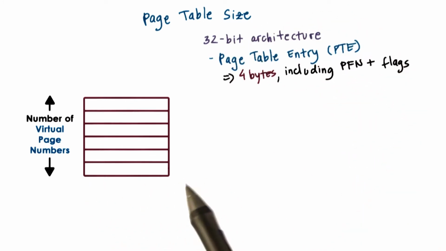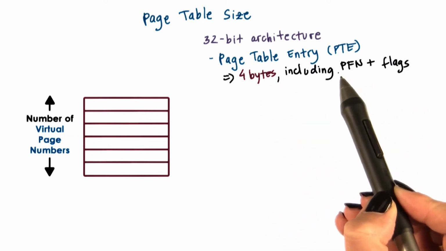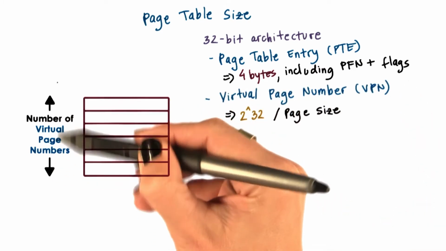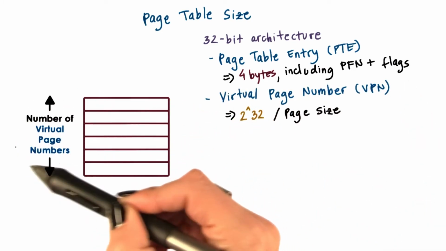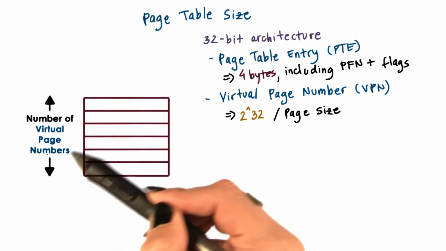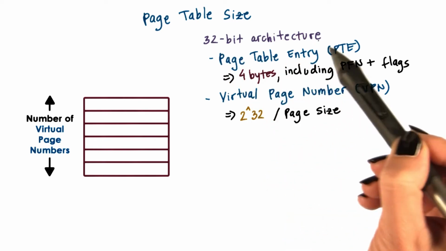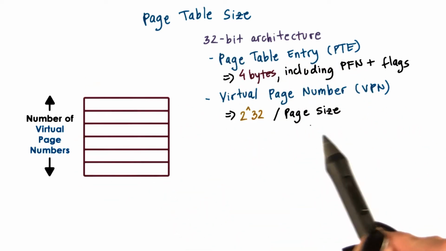So each of the page table entries is 4 bytes, and that includes the page frame number as well as the flags. The total number of page table entries will depend on the total number of VPNs. And how many VPNs we can have is going to depend on the size of the virtual addresses and of the page size itself.